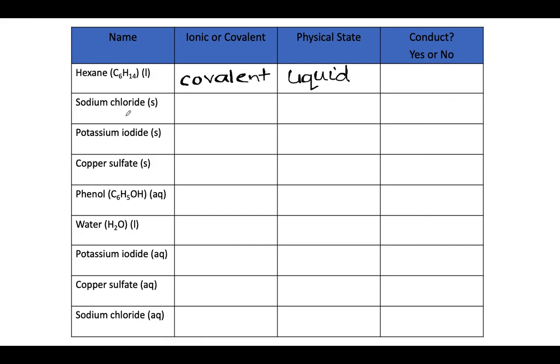Chlorine is a group 7 element, so that's a non-metal. And sodium is a group 1 element, it's a metal. So metal, non-metal, that is an ionic substance. S is for solid. So we have an ionic solid. Does it conduct? You tell me, yes or no. Remember, metal and non-metal is ionic bonding, two non-metals, covalent bonding.